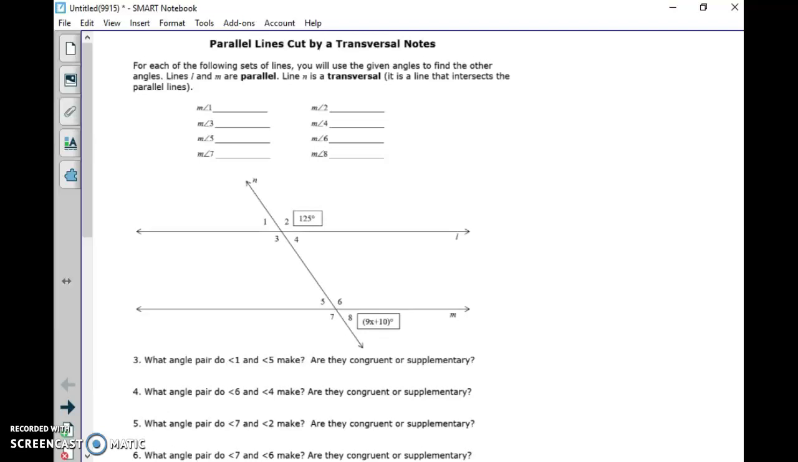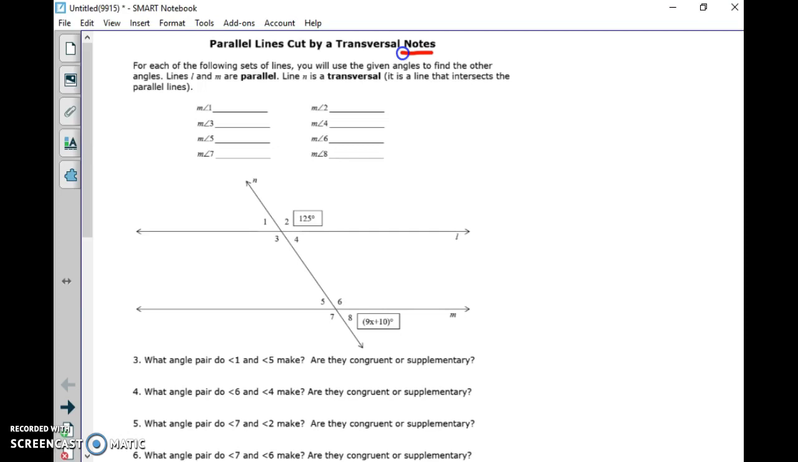Alright, these are the notes for 9/26/17. It's a Tuesday, September 26, 2017. We are doing the notes sheet titled Parallel Lines Cut by a Transversal Notes. So it's important we know these are notes, okay?